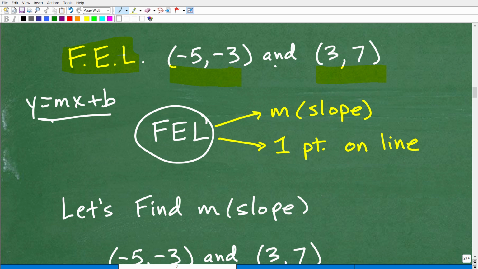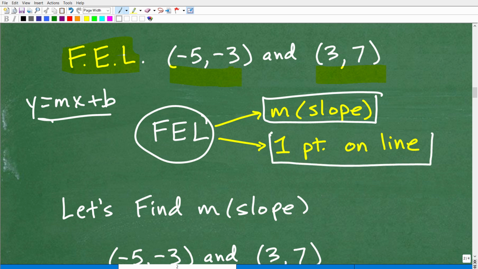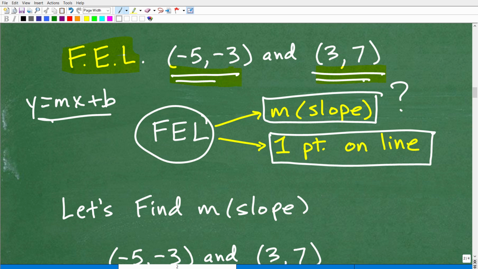So to answer that question, to find the equation of a line, you need two pieces of information, okay? You will need the slope of that line, and you need at least one point that's on that line. Well, right now, currently, we don't have the slope. We don't know that, but we have two points that are on the line. So we need at least one. We happen to have two, but we don't have the slope. So what we're going to have to do is use our two points to calculate the slope.